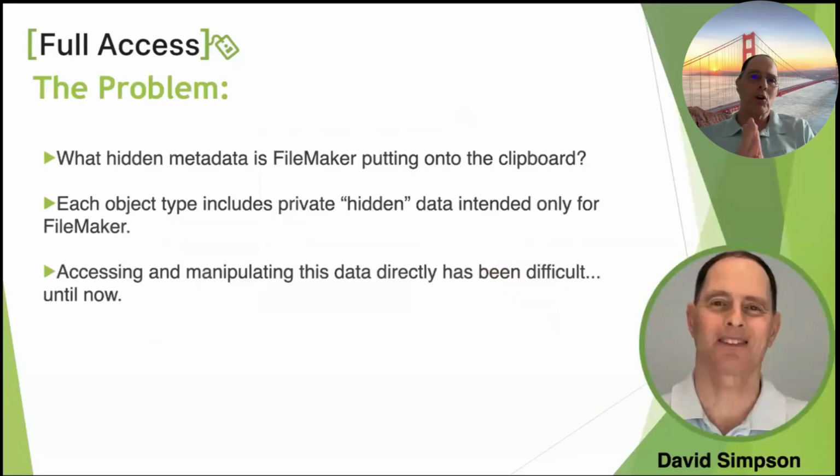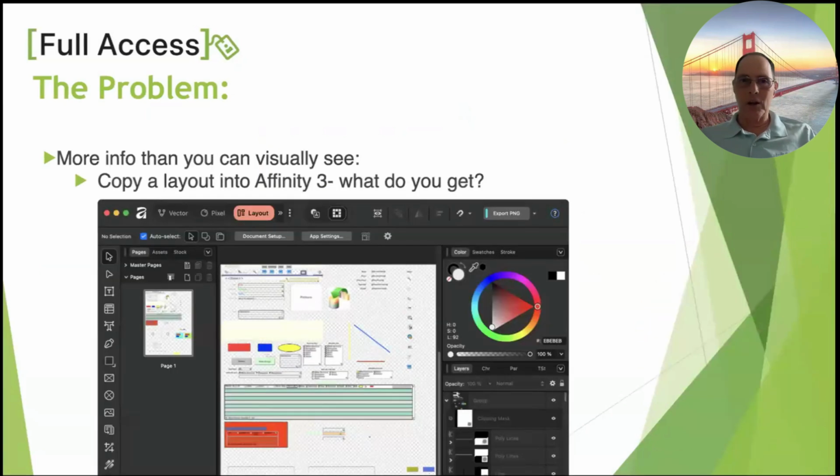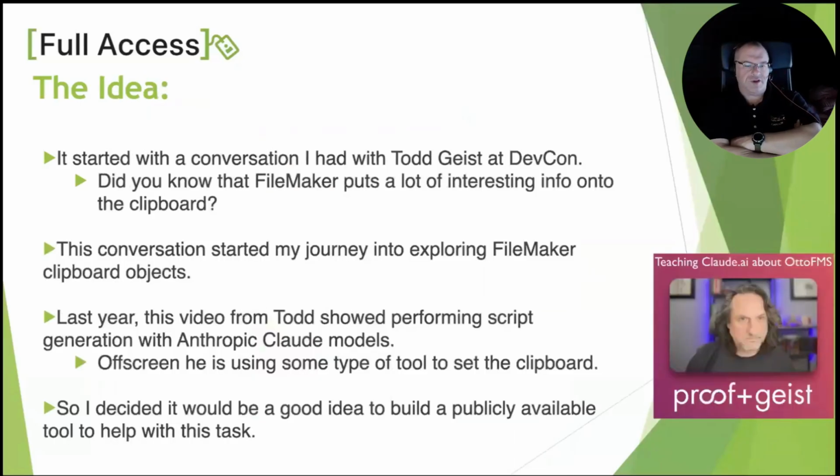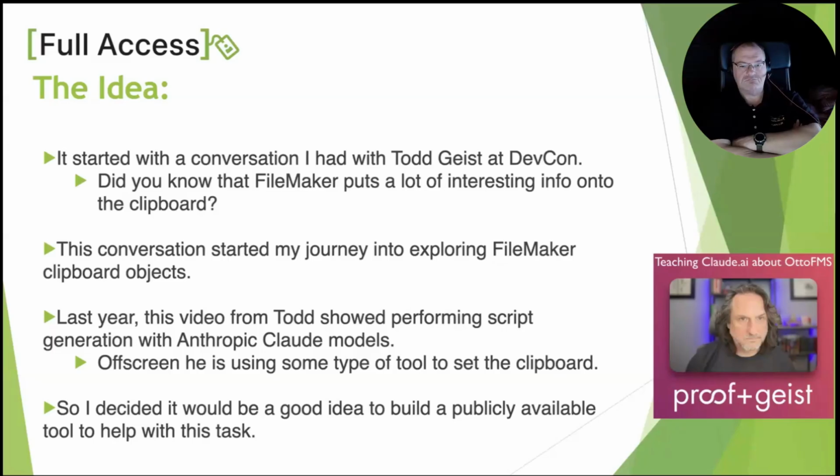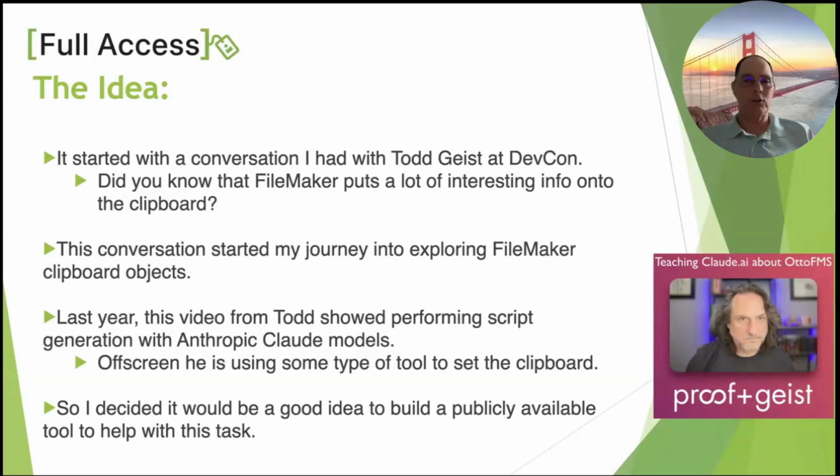So how this all started is, FileMaker puts a lot of interesting info onto the clipboard. Unless you have a special tool like this, it's hard to get at. I've already talked about how if you copy a FileMaker layout into Affinity, you're just going to get basically the PDF. Okay, so back up. I don't use Affinity. What is Affinity? Affinity is like a replacement for Adobe Photoshop, Adobe InDesign, and Adobe Illustrator, all in one application. And it's now owned by Canva. But yeah, you could do the same thing with Photoshop or Illustrator as well.